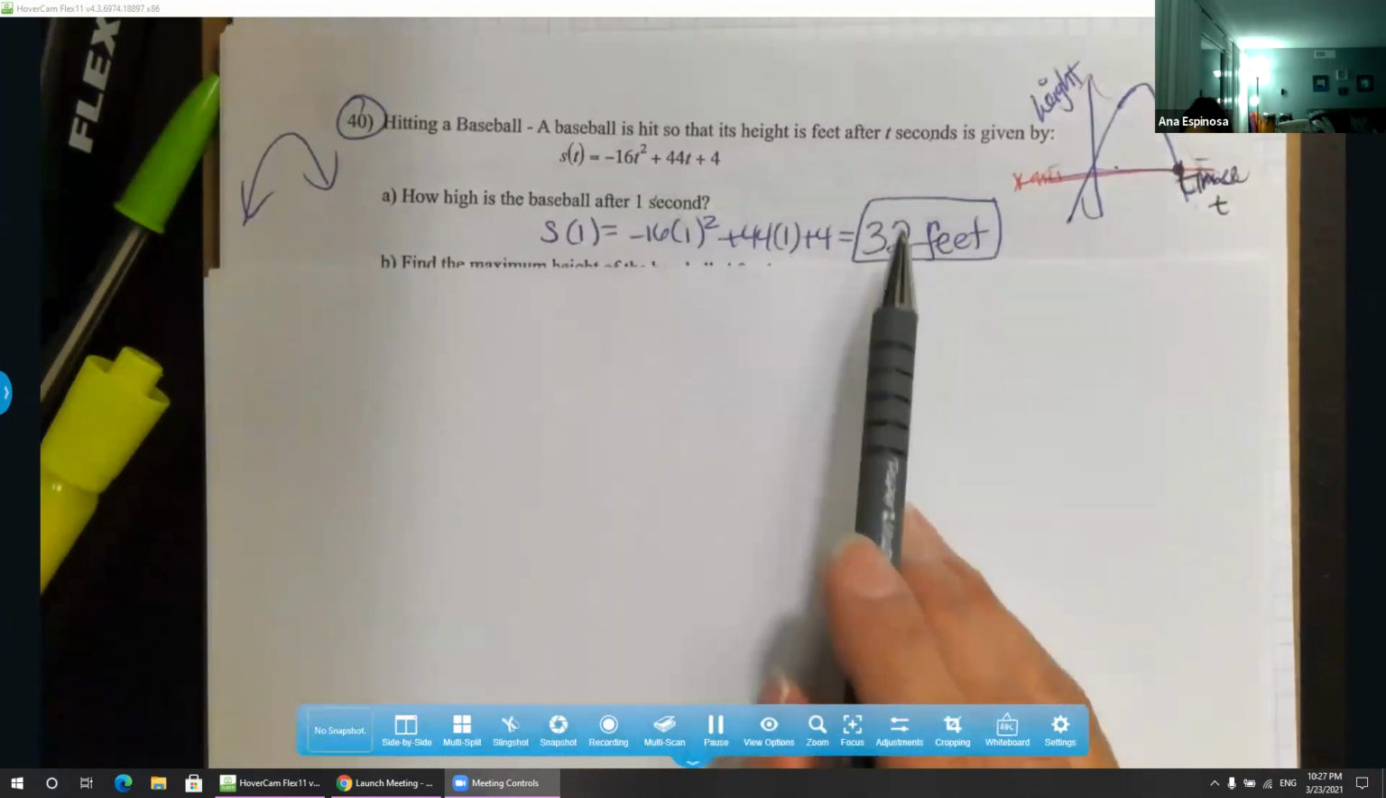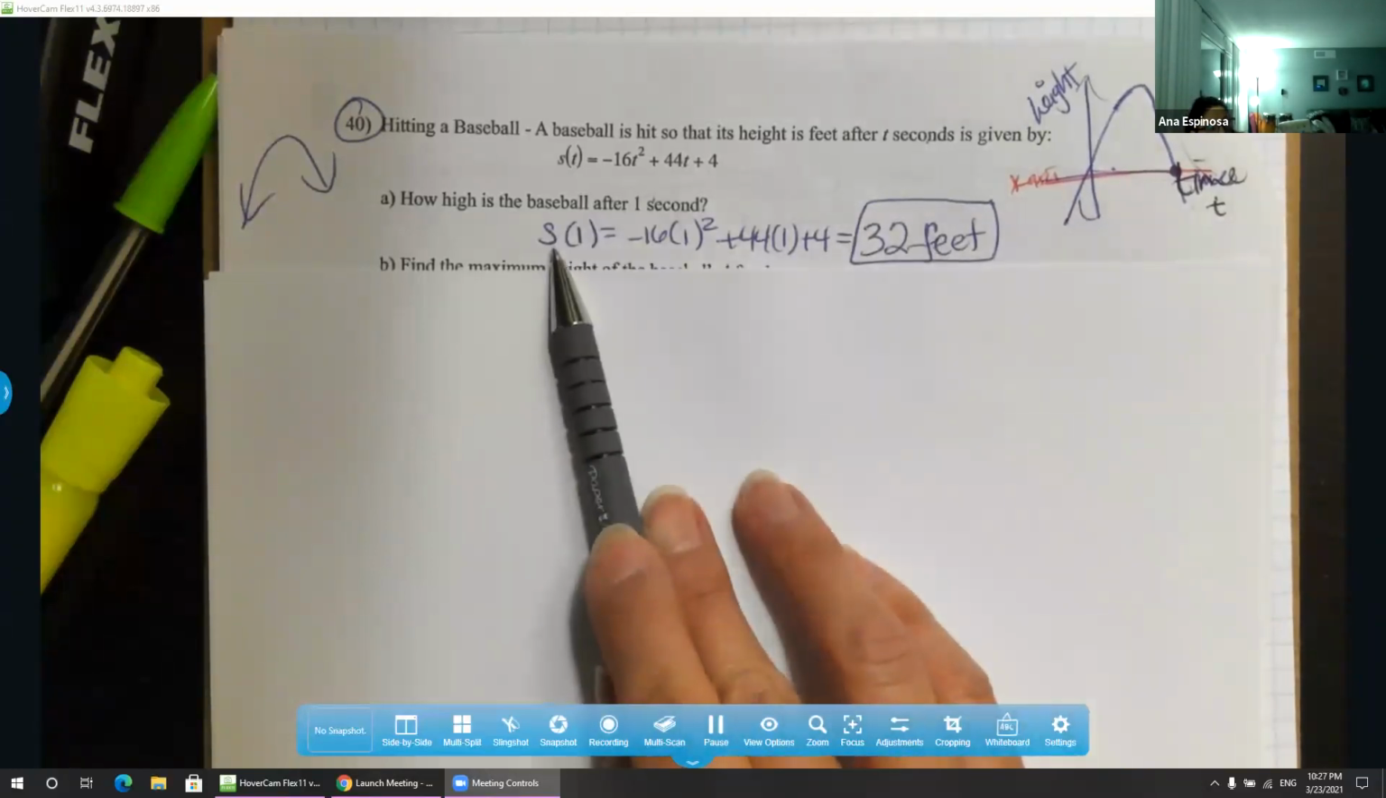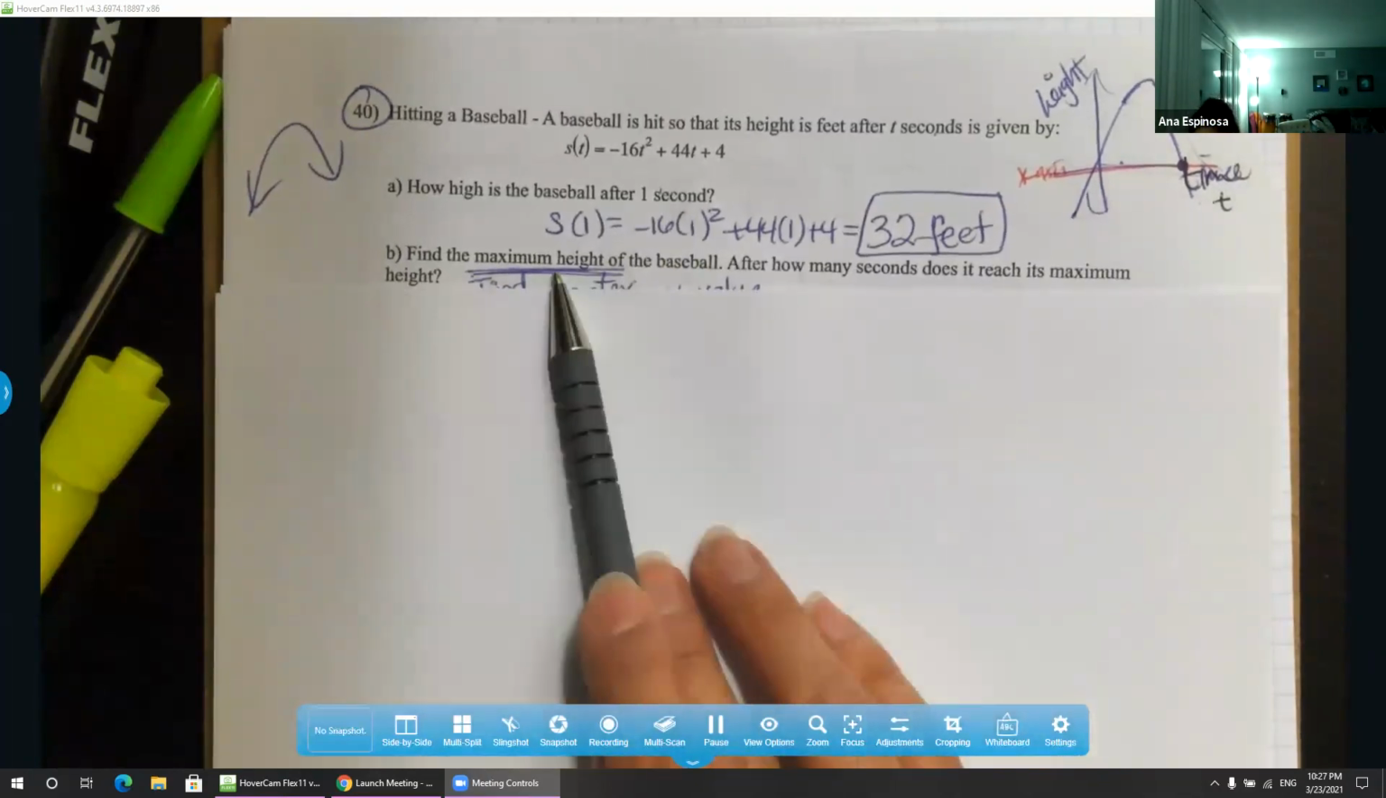Okay, so that will give you 32 feet. Whatever you get should be feet because you are looking for the height. You do not divide by 1. That's weird. The next one says find the maximum height of the baseball.